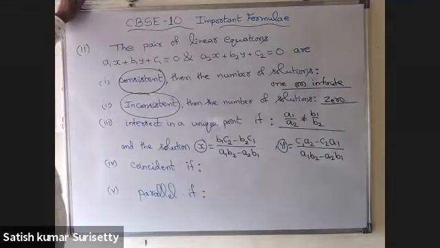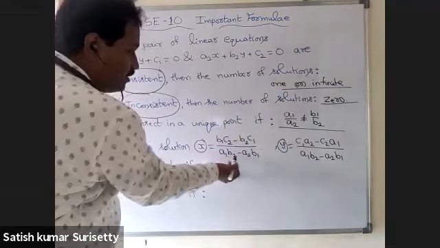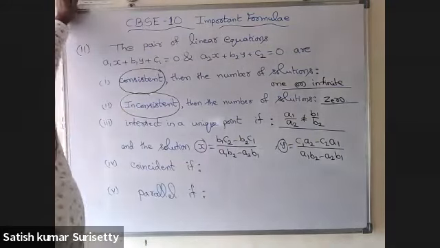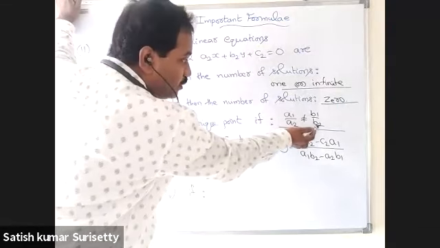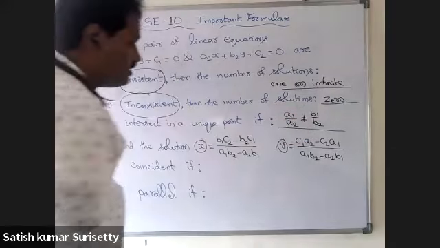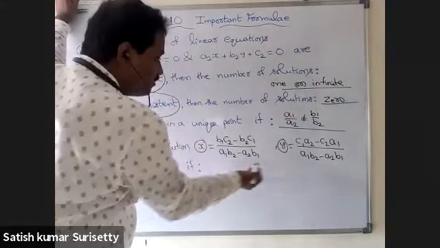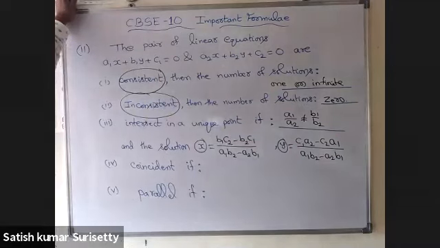Now if you observe the denominator, which is a1 b2 minus a2 b1. Here we have taken the condition a1 by a2 not equal to b1 by b2. That is, a1 b2 minus a2 b1 is not equal to 0. That is, the denominator is not equal to 0. Hence the solution exists.